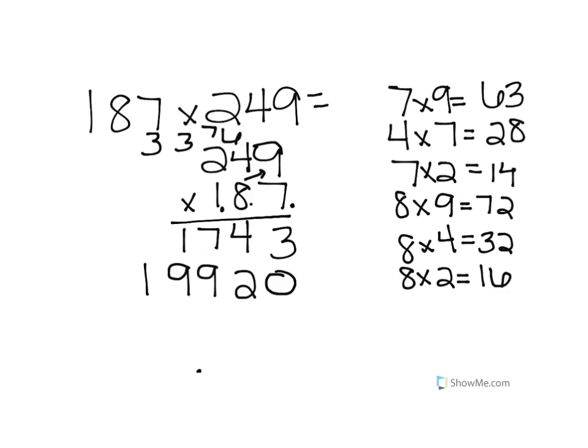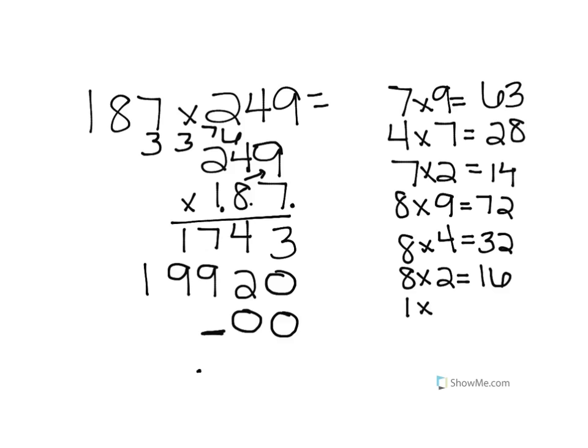This is our first time doing a 3-digit number times a 3-digit number, so we're going to have 3 rows down here instead of just 2. This 1 is actually a 100, so I won't have any answers in the ones place. I also won't have any answers in the tens place. I'm going to start here at the hundreds place.